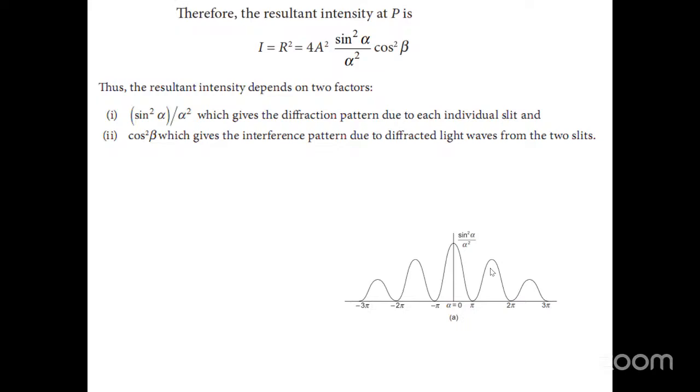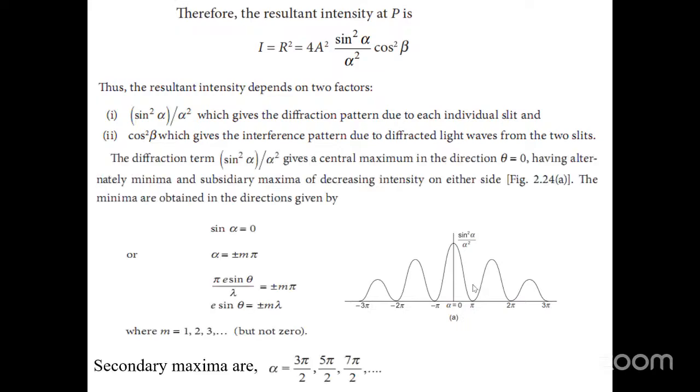What is the equation here? The resultant intensity at a point P on the screen due to the Fraunhofer double slit experiment is I equals 4a square sine square alpha by alpha square. The sine square alpha by alpha square term is related to the diffraction pattern due to each individual slit, whereas cos square beta is related to the interference pattern.